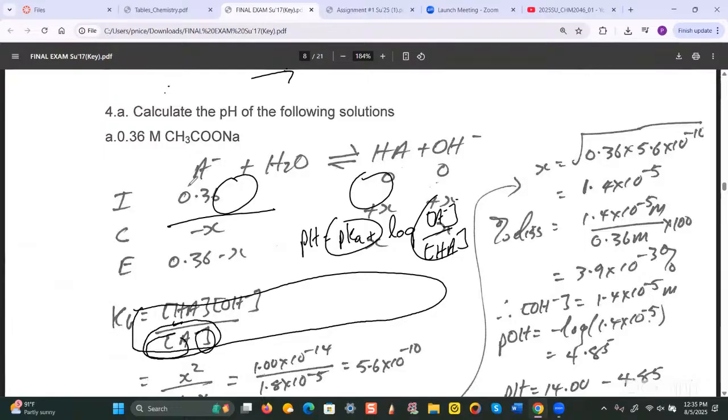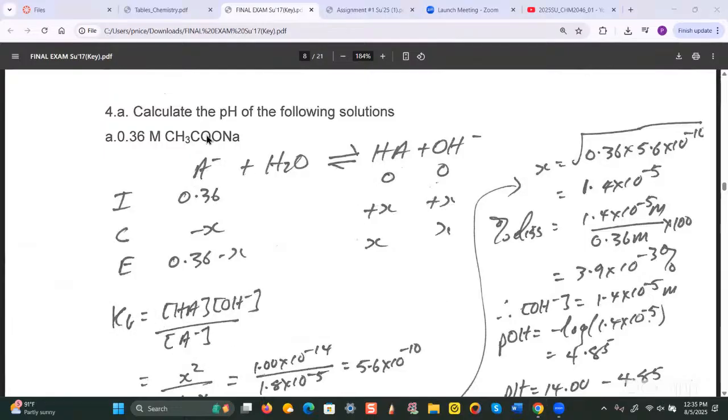The main reason why you know it's a base is that it has a negative charge, but that's not the only reason. This is what happens. I'm going to write out the full formula, CH3COONa, right? When that dissociates, it forms CH3COO minus plus Na plus, right?